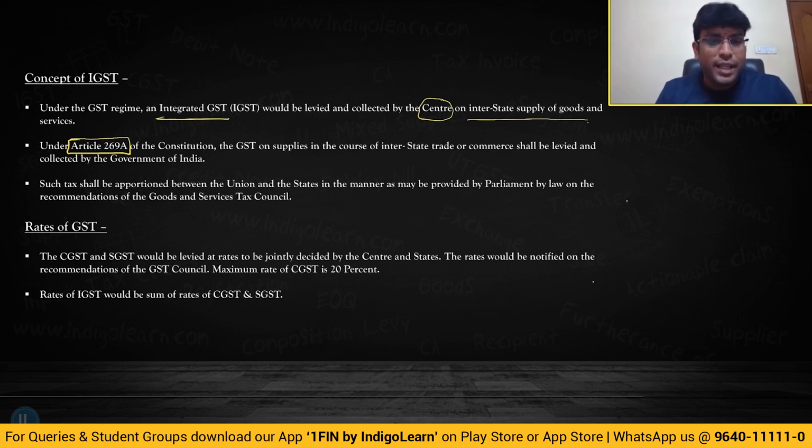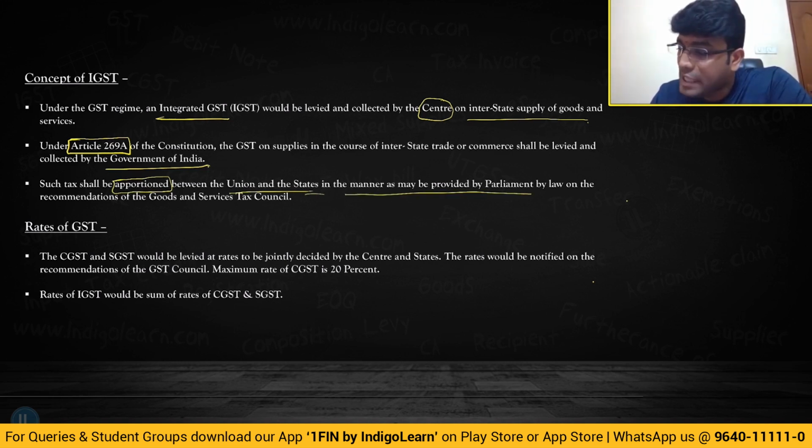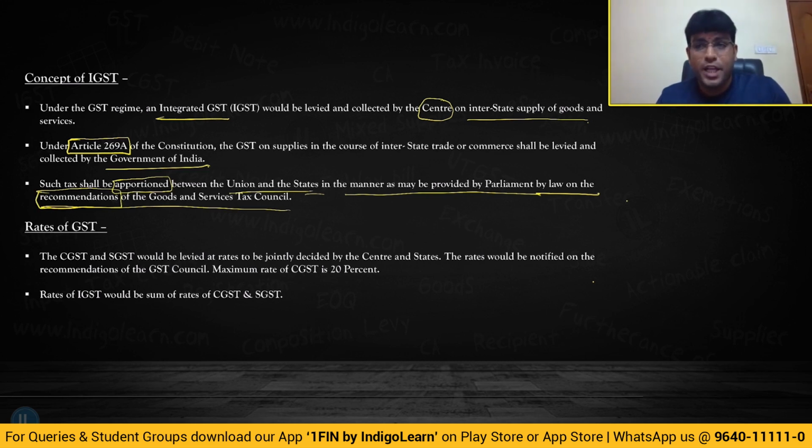Now, under Article 269A of the Constitution, the GST on supplies in the course of interstate trade or commerce shall be levied and collected by the Government of India. Such tax shall be apportioned. Apportioned means what basically? Shared between the Union and the states in the manner as may be provided by the Parliament by law on the recommendations. Obviously, recommendations are given by whom, sir? GST Council. That's for sure.